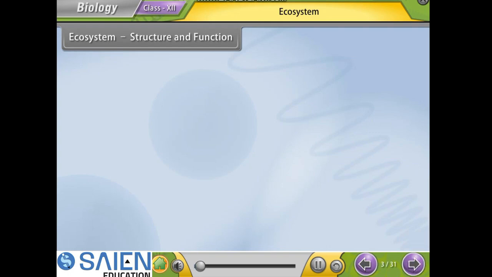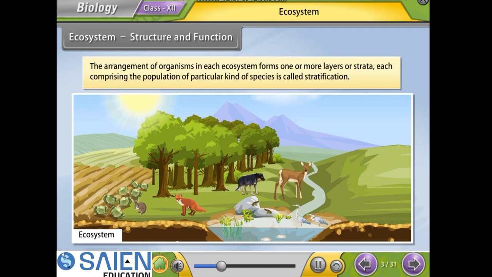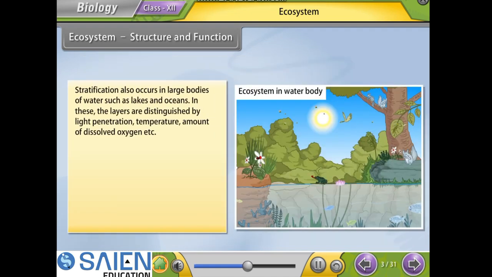Ecosystem, structure and function. An ecosystem consists of all the biotic and abiotic factors in an area and their interactions. The arrangement of organisms in each ecosystem forms one or more layers or strata, each comprising the population of particular kind of species, is called stratification. Stratification also occurs in large bodies of water such as lakes and oceans. In these, the layers are distinguished by light penetration, temperature, amount of dissolved oxygen, etc.